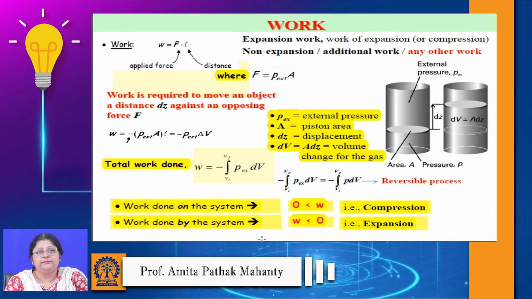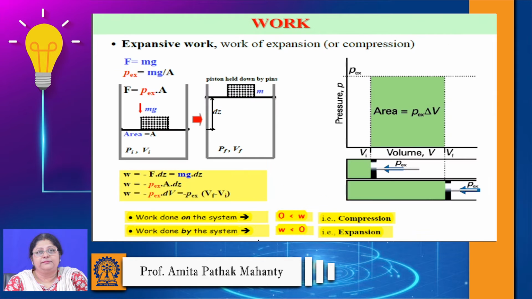So whenever work is done by the system, the sign will be always negative, so the W will be always less than or equal to 0. Whenever there is a compression, then the volume is decreasing, and W becomes positive, so W will be always greater than 0. This is the convention we are going to follow.